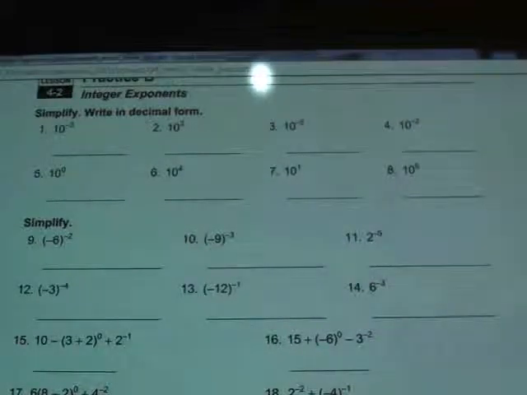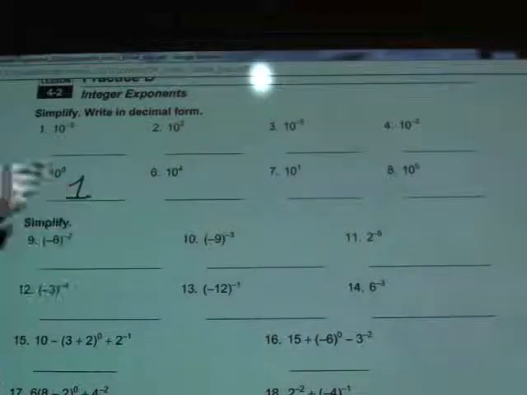Now, some of these questions we can knock off really easily, like number 5. Number 5 says 10 to the 0th power. Well, we know that anything to the 0th power, doesn't matter what the base is, always equals 1. So the answer there is going to be 1.